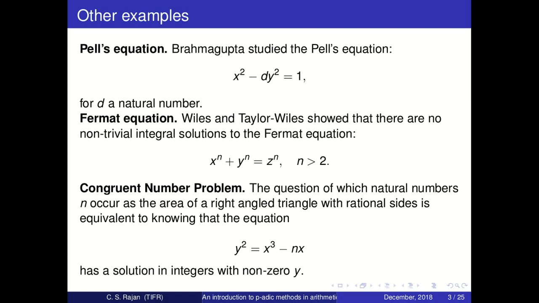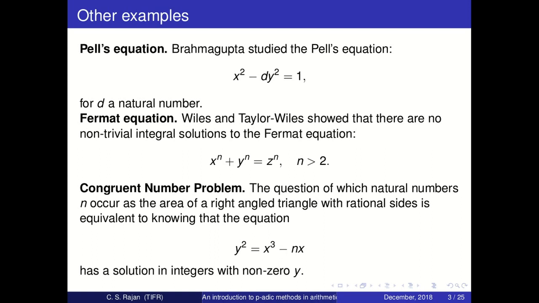And then in very recent times, 20 years back, Wiles and Taylor-Wiles showed that there are no non-trivial integral solutions to the Fermat equation, x to the n plus y to the n equal to z to the n. Of course, Fermat himself did it for n equal to 3 and 4, and for other primes many other people had made contributions, but this was a very decisive result.